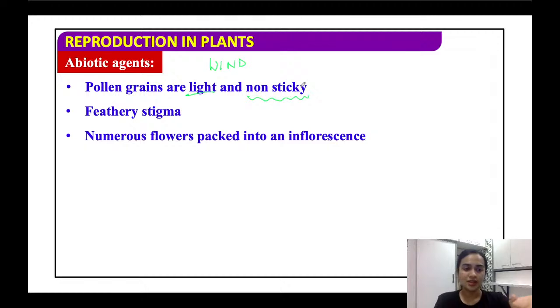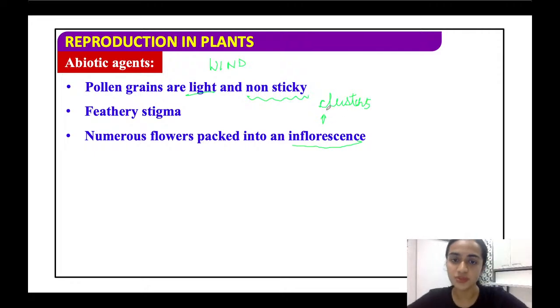So what happens is that numerous flowers are packed into an inflorescence. By inflorescence, I mean every flower blooms in its own fashion, or in simpler words, I can say it forms clusters. So when these clusters are formed, they are termed as inflorescence. Okay, so when they are in clusters, it is very easy for many pollen grains to be deposited. It basically gives you a higher chance ratio. All right, and there are many flowers, so the pollen grain does not have to restrict itself to one flower itself.